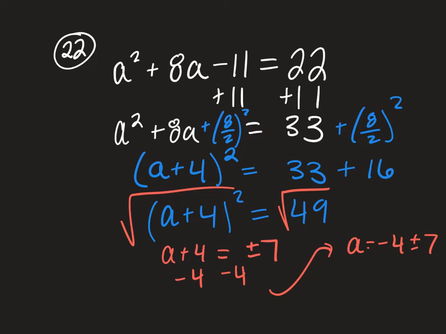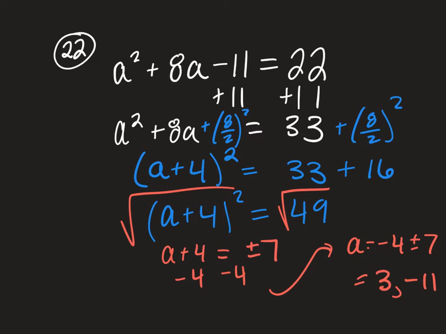So when it's a whole number like that, we can work that out. So you have negative 4 plus 7, which gives you a 3. And then negative 4 minus 7 gives you the negative 11. So you have to do the plus and the minus 7 to the negative 4.